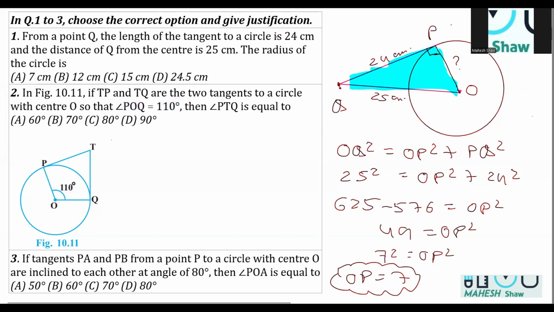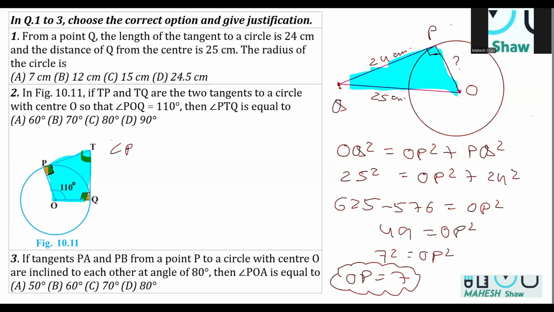Well, using the same property, what we know, the radius is perpendicular to the tangent at the point of contact. So these two angles are 90 degrees, right? This is 90 here and this is 90 here. So what do we know? To get this angle, the sum of four angles of a quadrilateral is how much? 360 degrees, right? The sum of four angles of a quadrilateral is 360 degrees.